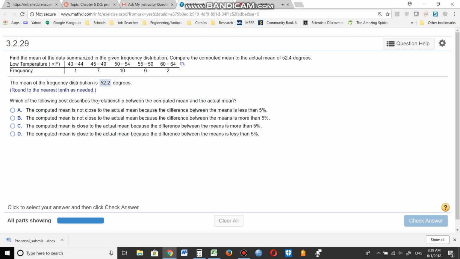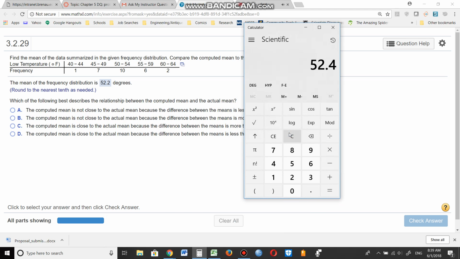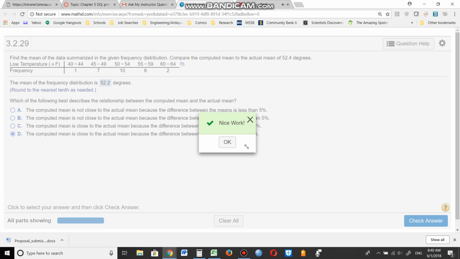Okay, which of the following best describes the relationship between the computed mean and the actual mean? Well, the computed mean, okay, is 52.2. The actual mean is 52.4. Clearly, these are actually very close together. Okay, and if I actually take the difference between the two, 52.4 minus 52.2, and then divide by 52.2, that is well within 5%. Okay, so the computed means are close to each other, with the difference being less than 5%, and I would expect this, okay, because of the central limit theorem.